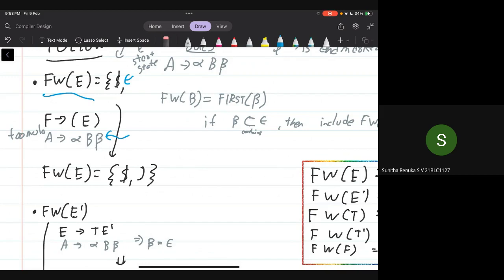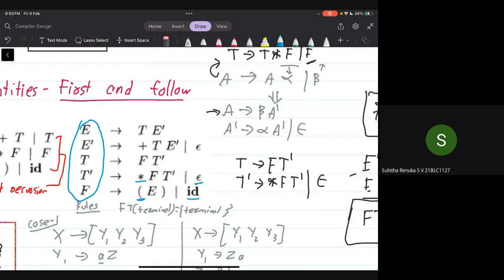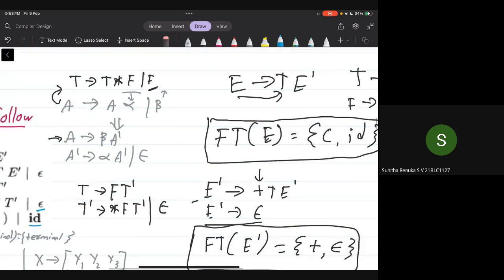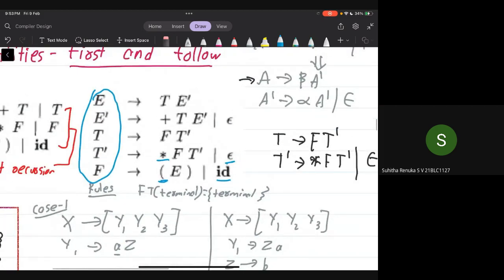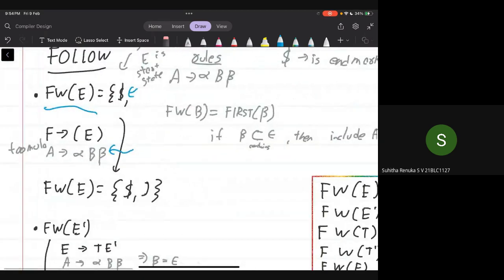Go back to the grammar. F goes to E or ID. Why are you not writing ID? Because or ID basically means it's an extra rule. It's a different rule itself. Or means you can write F goes to opening bracket E, closing bracket, and F goes to ID. You can write it as a separate rule. That's the meaning of it. So you don't have to write or ID. So this is your rule written here for E.